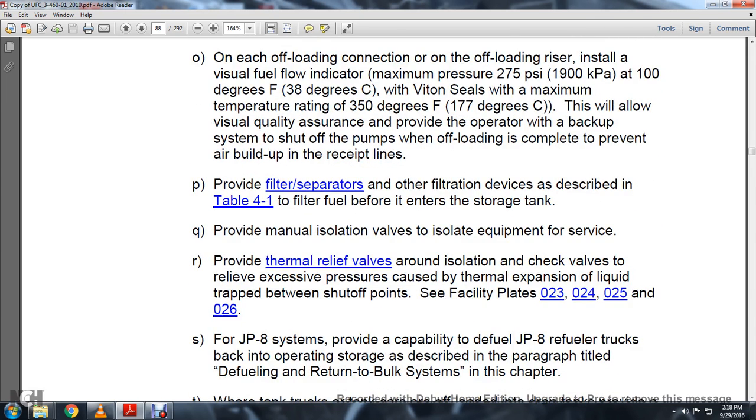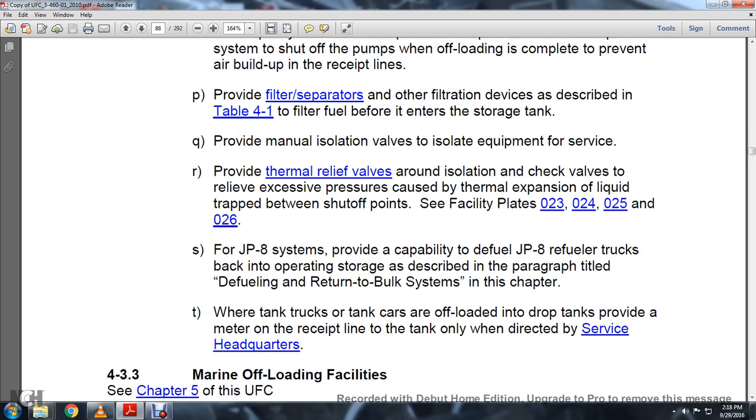Provide the filter separators or other filtration devices described in Table 4.1 to filter fuel before it enters the storage tank. Provide manual isolation valves to isolate the equipment for service. Provide thermal relief valves and isolation check valves to relieve excessive pressure caused by the thermal expansion of liquid trapped between the shutoff points. See facilities 0, 23, 24, 25, and 26.